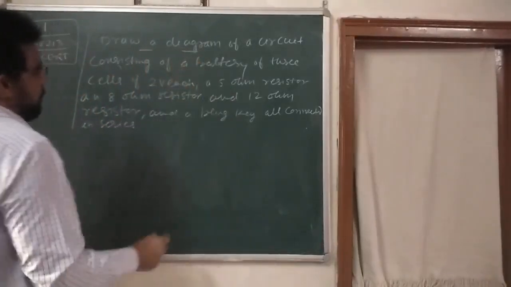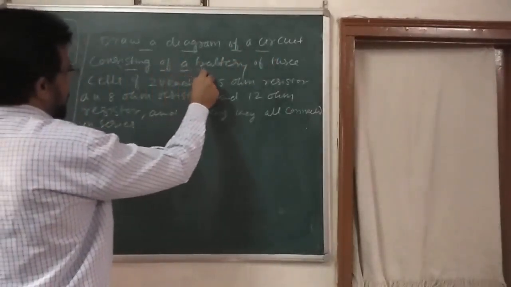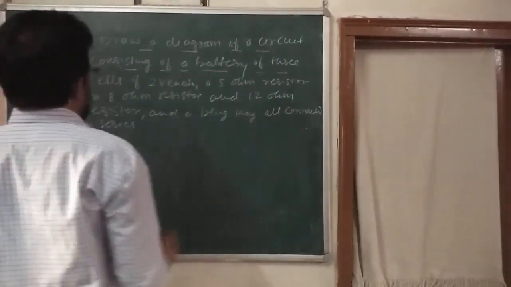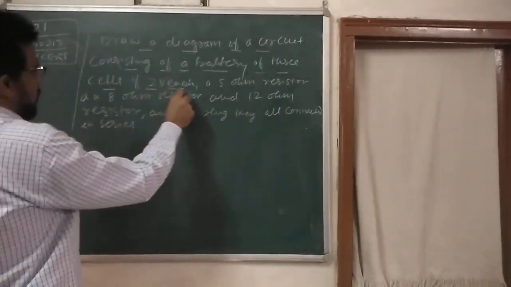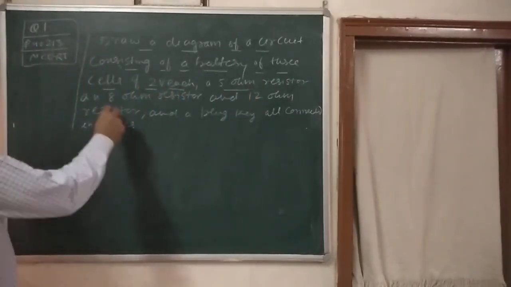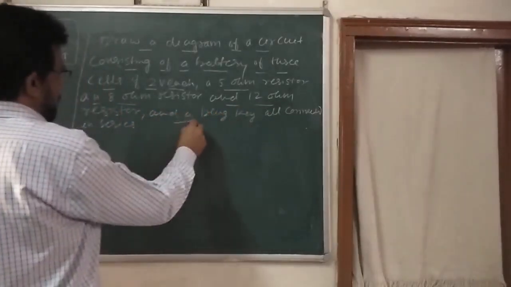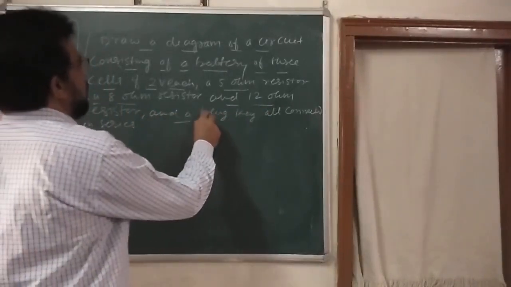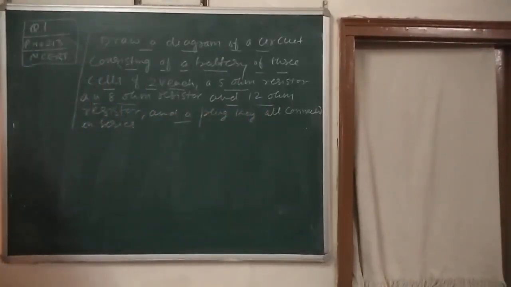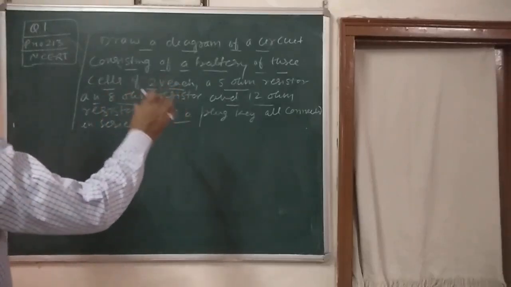Draw a diagram of a circuit consisting of a battery of 3 cells of 2 volt each, a 5 ohm resistor, an 8 ohm resistor and 12 ohm resistor, and a plug key, all connected in series. This diagram I am going to draw here. So dear children, what is the important thing? The 3 resistors which are connected in series.